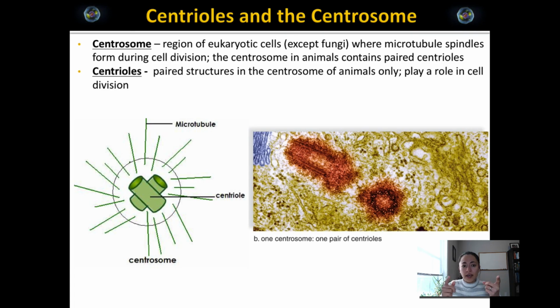So, recap. Centrosome is found in both plants and animals. It's the area that creates these microtubules or these protein fibers during cell division. However, the centrosome in plant cells does not have centrioles, but the centrosome in animal cells does have centrioles, which are those paired structures that look like churros. All right, so that's the end of part 1 of this lab, looking at cell structures.